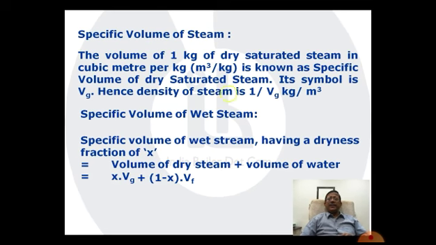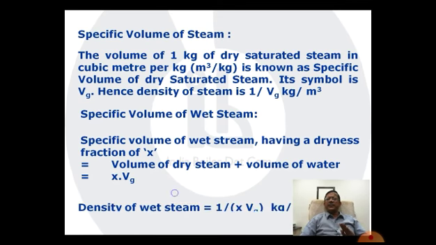Now if I comparatively see the value of 1 minus x into Vf, if you see the steam table for lower pressure, the value Vf is a very, very small value, right? And when I multiply it with 1 minus x, the value will become even smaller. So we can very easily neglect this one, and we can say that the specific volume of wet steam is xVg only. And the density will be the inverse of that, 1 divided by xVg.